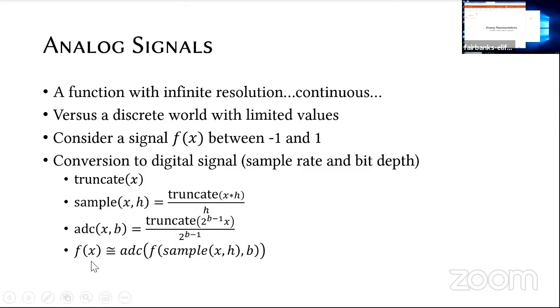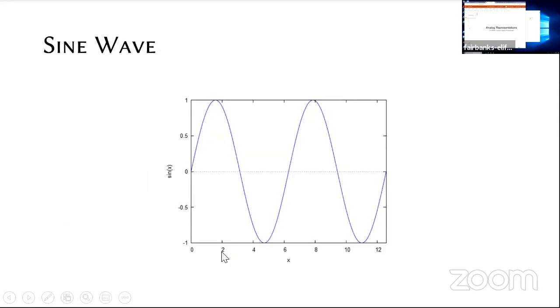And so then I can take our signal, f of x, and approximate it by using the analog digital converter function and the sample function to measure it. All right, so let's see what that looks like. So here we have a sine wave that I've plotted, and you'll notice our x's, 0, 1, 2, 3, 4. Because it's a sine wave, we would expect this to cycle at 2 pi. So every 2 pi, we'd expect the sine wave to restart.